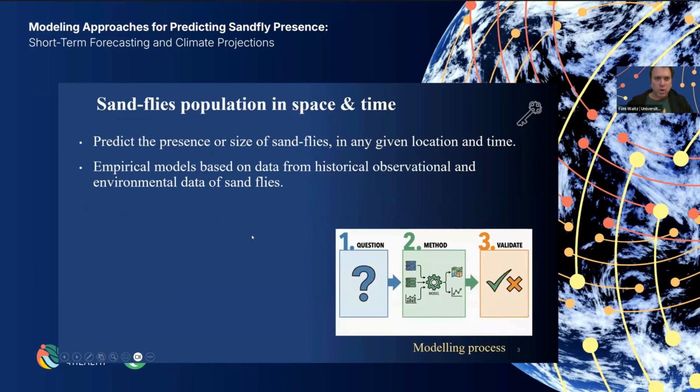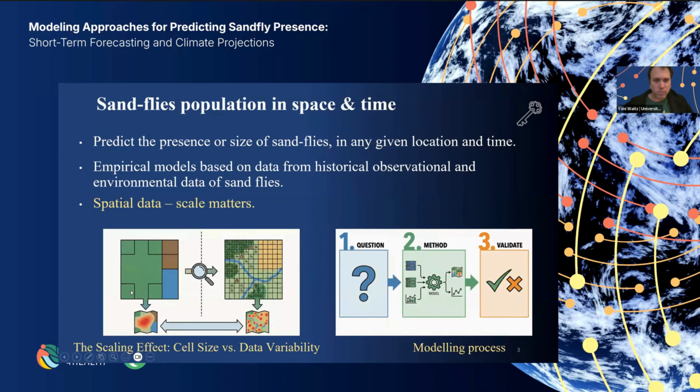And I will go directly to basically the question of what is the type of models that we are using. So in general, models are tools that start with a question, look for a way to approach it, and then try to validate it. Those are empirical models, and our models are based on historical observations on both sandflies and environmental data. And basically, those are spatial models.